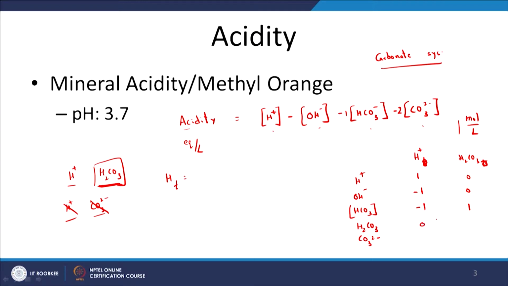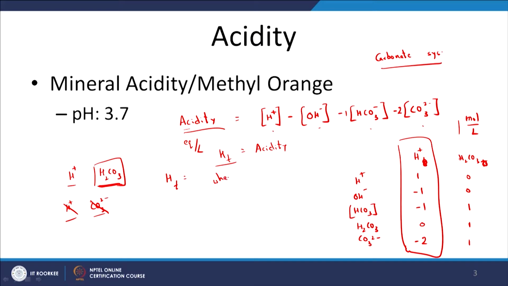And how do you form H2CO3? By 0 and 1, and CO3, how do you form that? By 1 H2CO3 and minus 2 H plus, right? And more or less if you look at it, that's H total, and that's similar to your acidity. H total is equal to acidity when you choose H plus and H2CO3 among your components. So that's for sake of your understanding here.